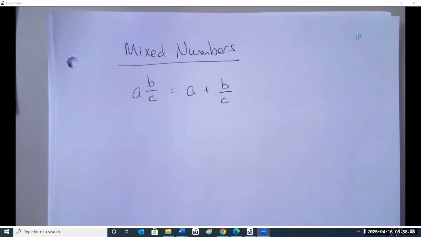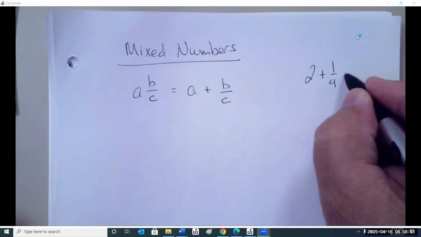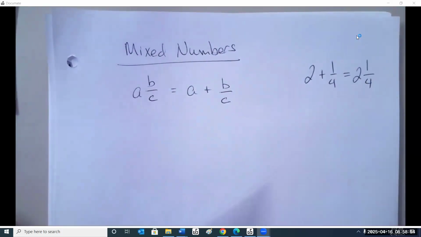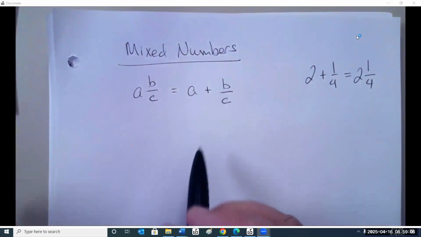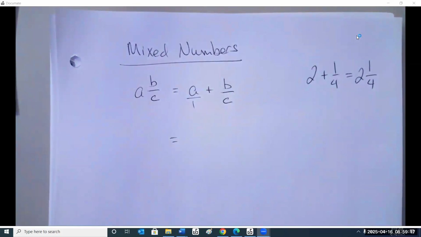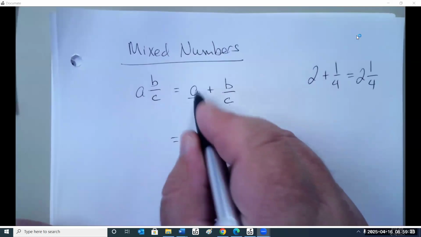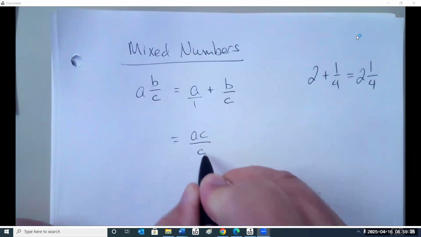This is the same thing. First, if I had 2 plus 1/4, that's the same thing as 2 and 1/4. How would we convert this using the same property here? In order to add these, what do we need? You have to have a common denominator. So the common denominator is going to be what? C. What's this side missing? It's missing a C, so I put C over C.